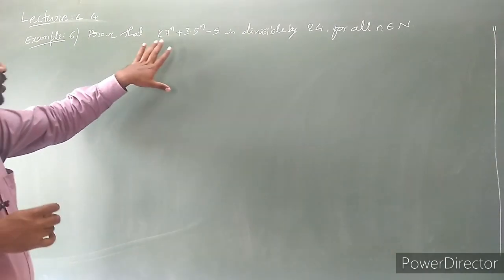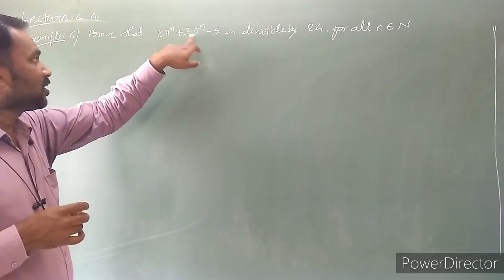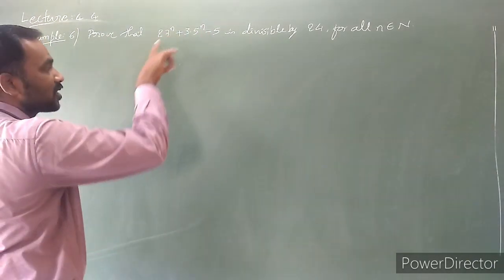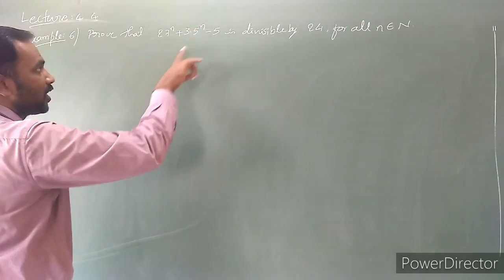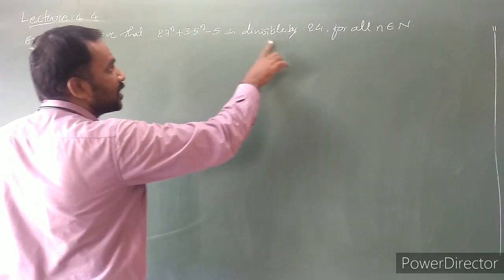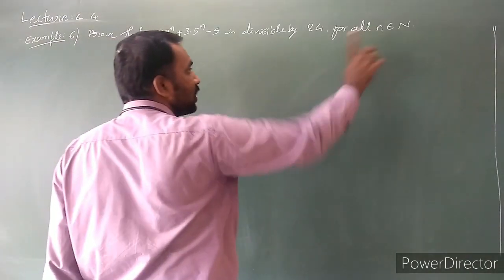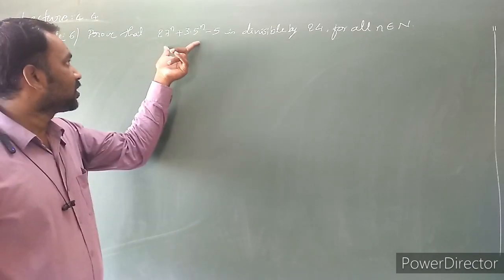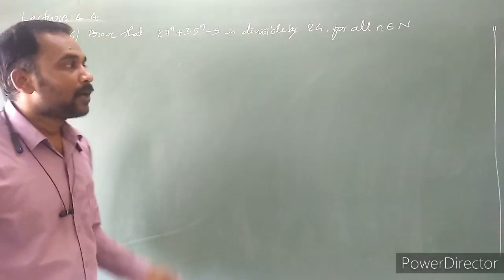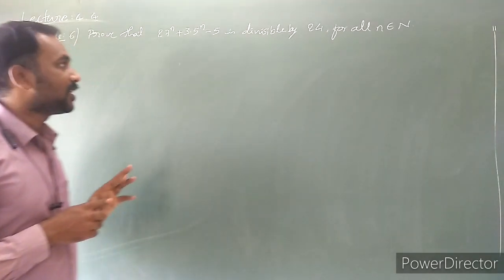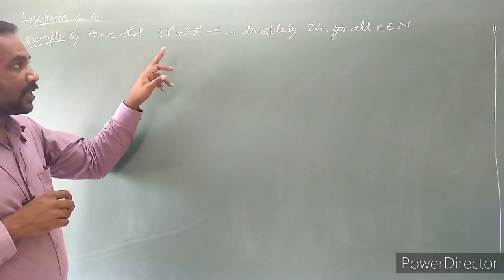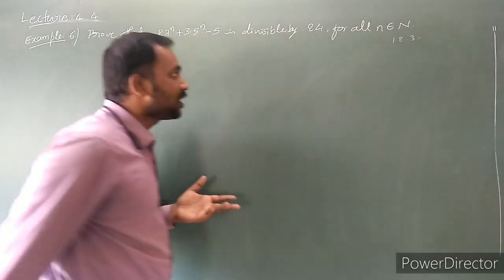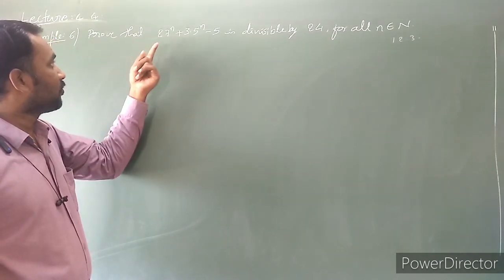Prove that 2 into 7 power n plus 3 into 5 power n minus 5 is divisible by 24 for all natural numbers. Prove this by the principle of mathematical induction. How to decide that? Suppose I replace n by 1. What are the natural numbers? 1, 2, 3, 4, like that, it continues. If I replace n equal to 1, what happens?